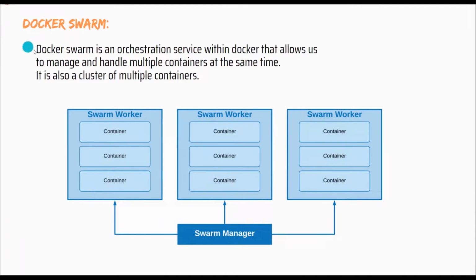Okay. Next, Docker Swarm is an orchestration service within Docker that allows us to manage and handle multiple containers at the same time. So that means we have multiple nodes, and on multiple nodes we have multiple containers. You can have 3 containers here, 2 containers there, and you can create n number of containers on n number of nodes. You can create 3 nodes, 12 nodes, 100 nodes. It is possible. But in real time, we are not going to handle that many nodes. At maximum, we are going to handle 5 to 7 nodes.